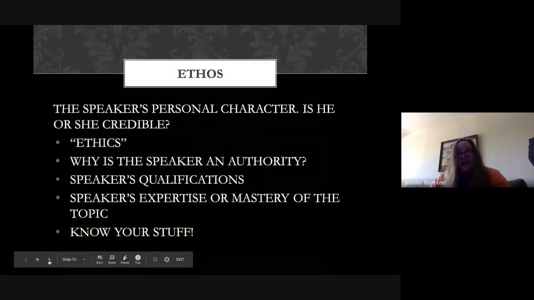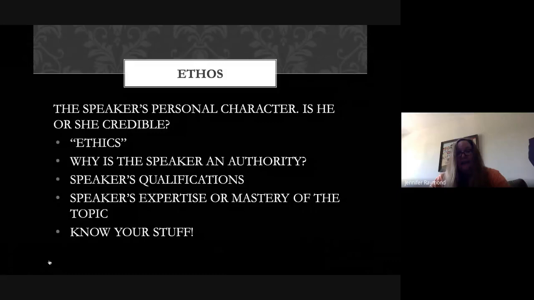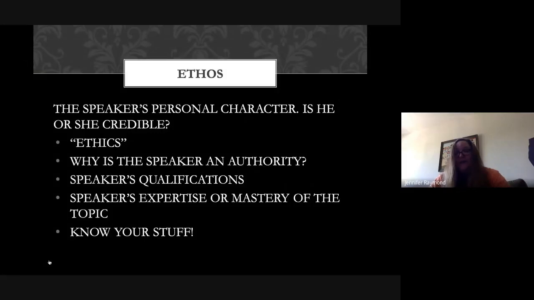The last type of appeal is called ethos, and this is the one that connects with the speaker's personal character. Are you credible? And this is the same root as our English word ethics. Are you ethical? And that means, are you honest? Do you have integrity? Do people trust you? And you're trying to show your audience that you are an authority on the topic you're talking about.